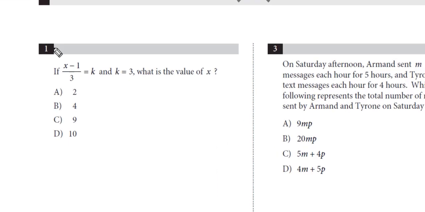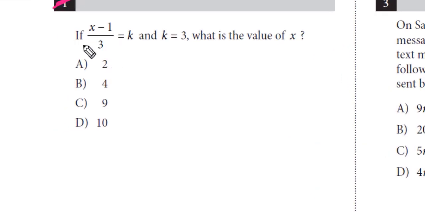Hello everyone. If (x minus 1) over 3 is equal to k and k is equal to 3, what is the value of x? In this question, they gave me the value for k, which is 3. Now (x minus 1) over 3 is equal to 3. Now we have an equation, we can get the value for x.